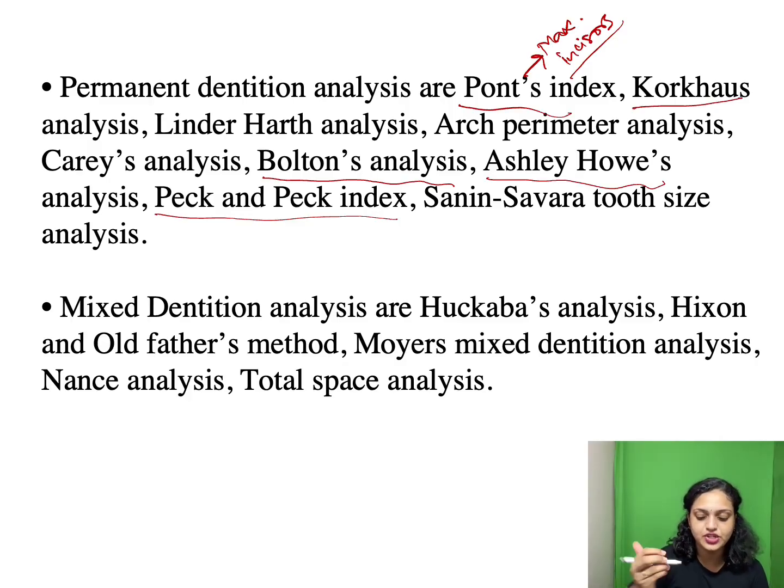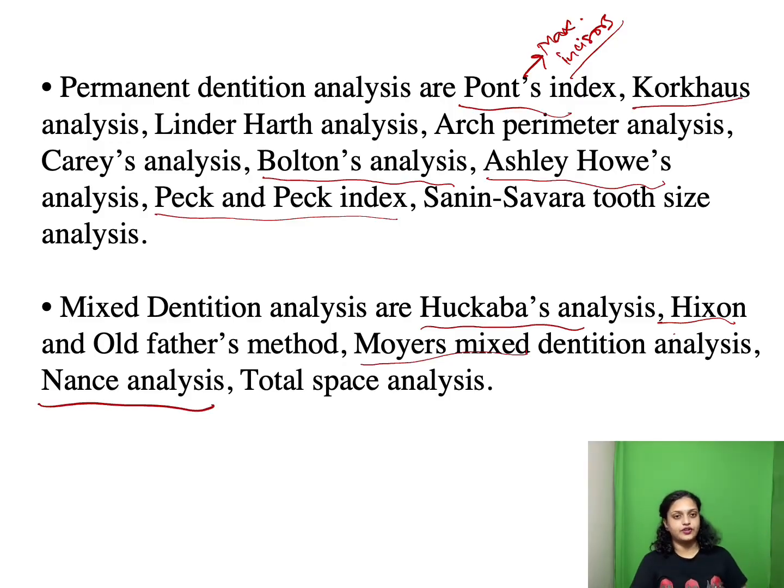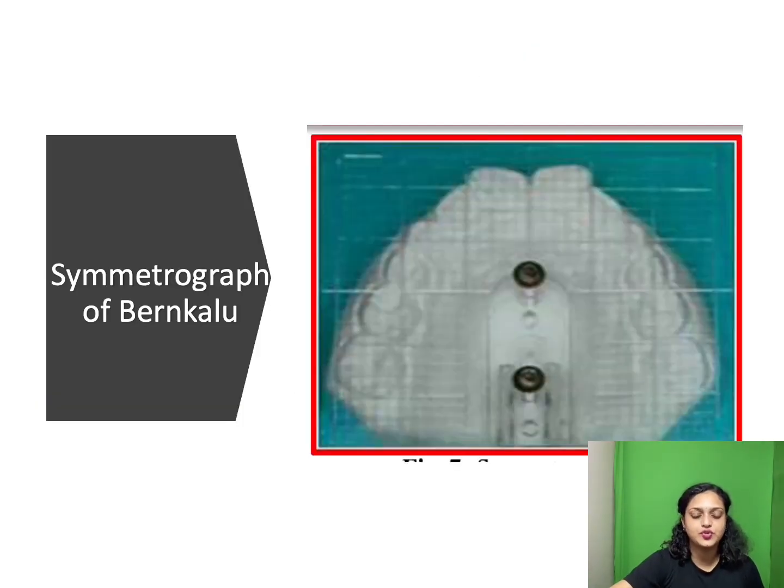Then we go to mixed dentition. Hokaba's analysis is a radiographic analysis. Hickson-Oldfather, both radiographic and non-radiographic. Moyers mixed dentition analysis, non-radiographic analysis. Nance analysis is a radiographic analysis. So these are the different analyses, and there is one picture question I want to show you.